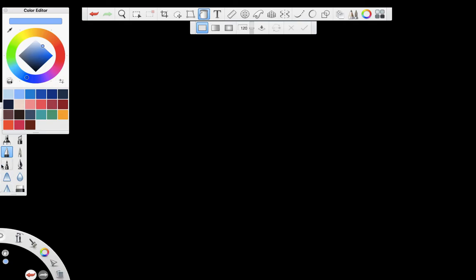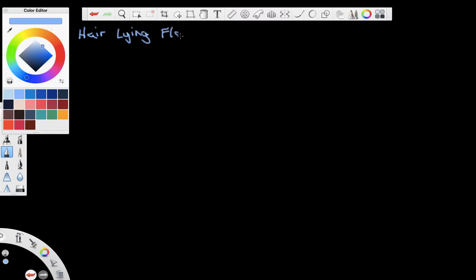The next one is hair lying flat. Okay? Air is an excellent insulator, but by lying flat, this means that air is not trapped near the surface of the skin, so there is less insulation surrounding the organism losing heat.